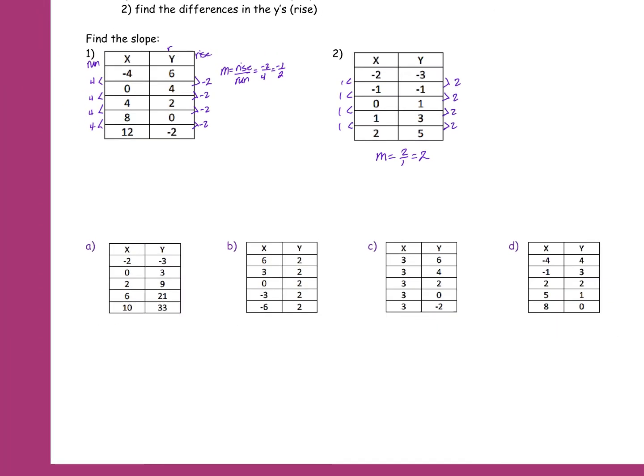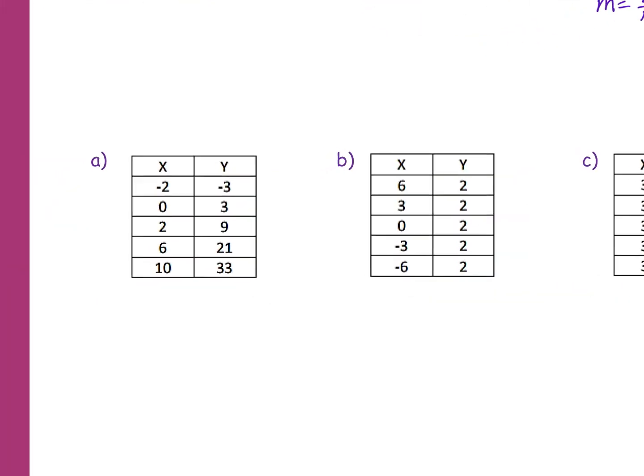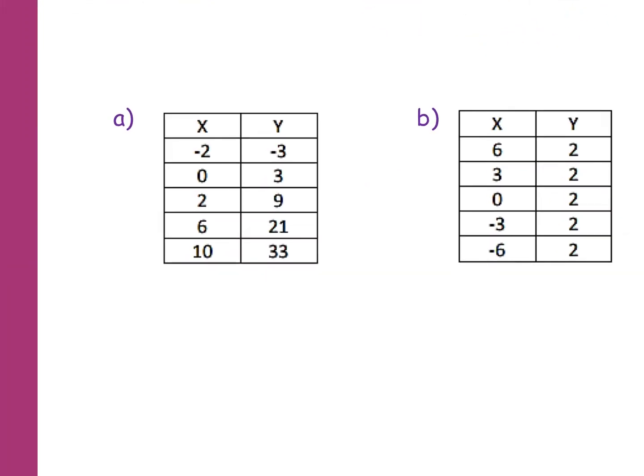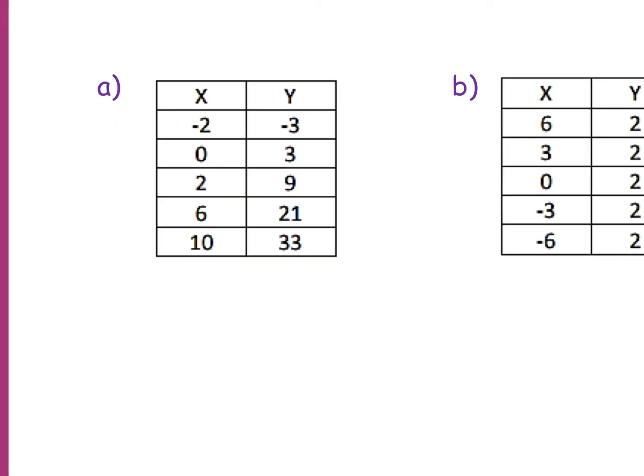Use the 4 problems. Find the slope for those 4 problems. So let's go ahead and do this. Right, A. Is that big enough? Yes. Okay. So I'm going to do this side. 0 minus -2 is 2. 2 minus 0 is 2. 6 minus 2 is, what's 6 minus 2?